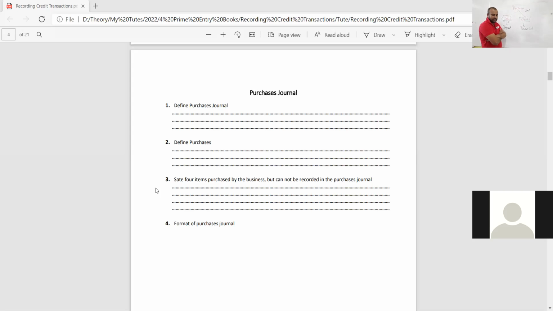Hope you can understand. Is that clear for you? Yes or no? Yes. Correct. Put a note: cash purchases will be recorded in the payment journal. Hope you can understand. Clear now?